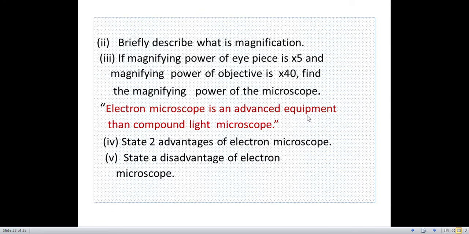2. Briefly describe what magnification is. 3. If the magnifying power of the eyepiece is 5 times and the magnifying power of the objective is 40 times, find the magnifying power of the microscope. The electron microscope is more advanced equipment than the compound light microscope. State 2 advantages of the electron microscope. State a disadvantage of the electron microscope.